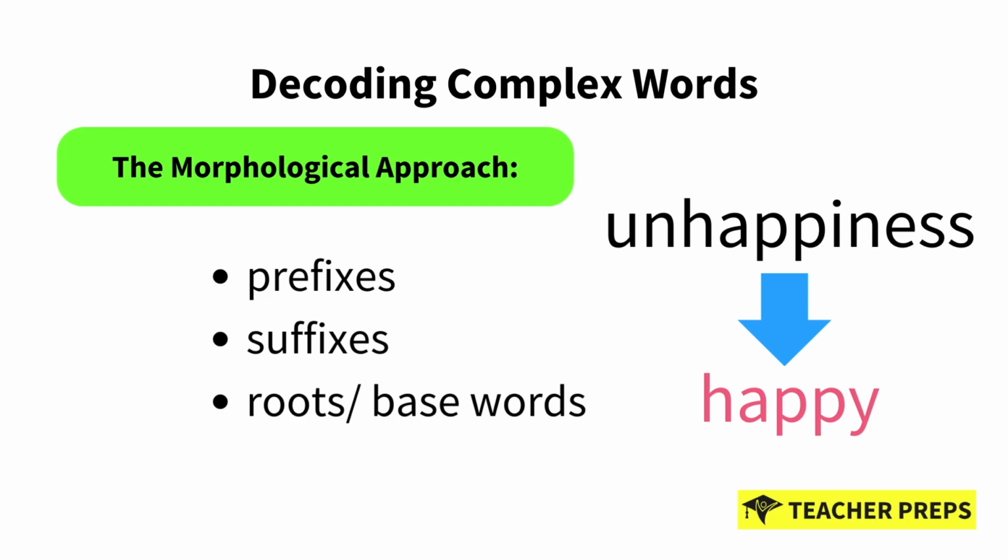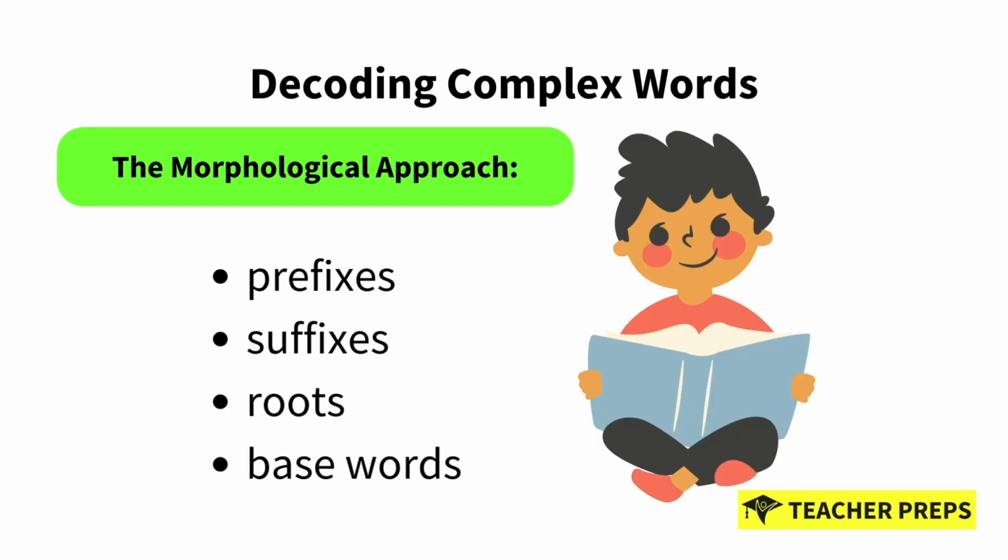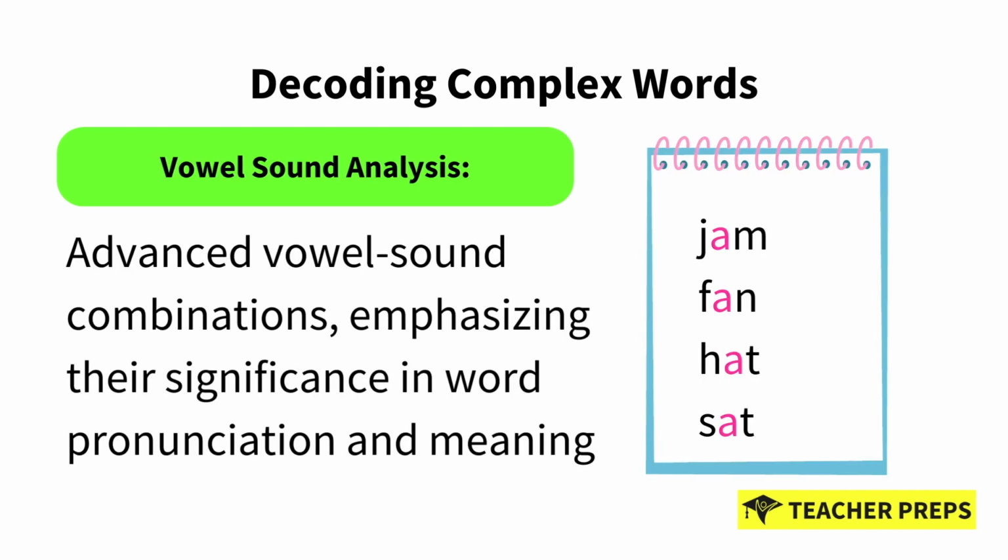Now, building these skills helps students learn to analyze and decode words by understanding word parts, facilitating word recognition and also comprehension. Next, let's talk about vowel sound analysis, which puts focus on advanced word and vowel sound combinations, emphasizing their significance in word pronunciation and meaning. By categorizing and mapping different vowel sounds, students can recognize and decode unfamiliar words and thereby enhance their phonological awareness.